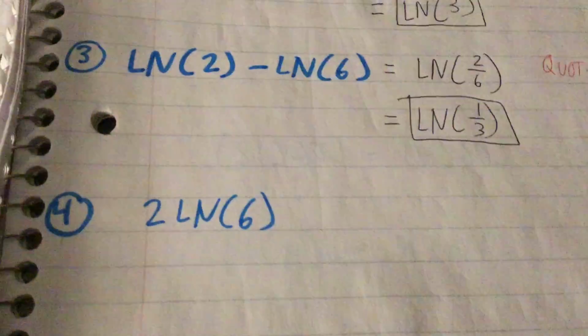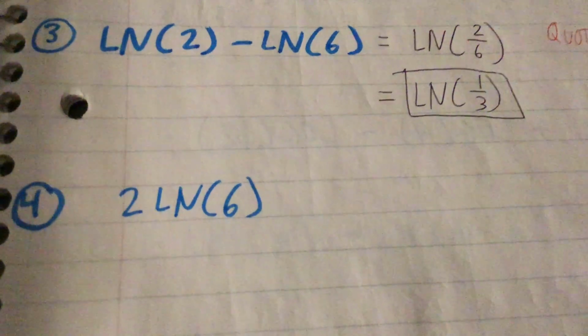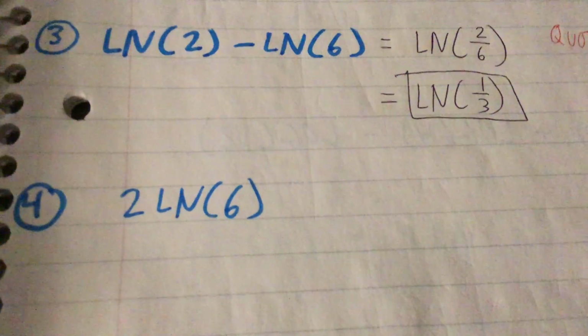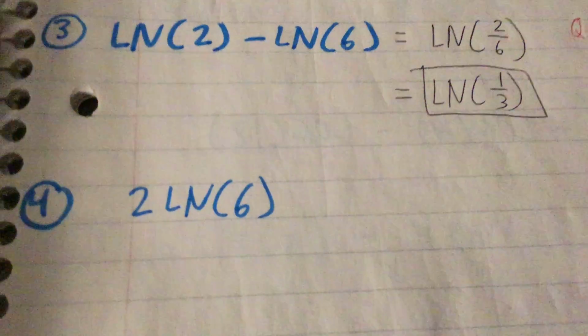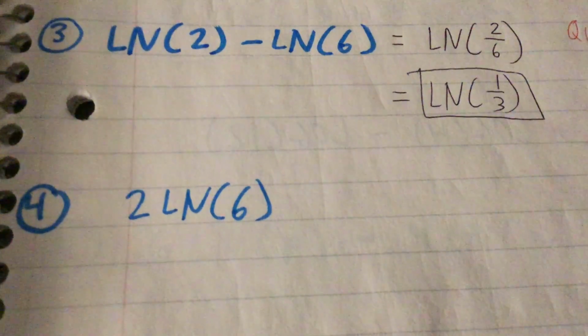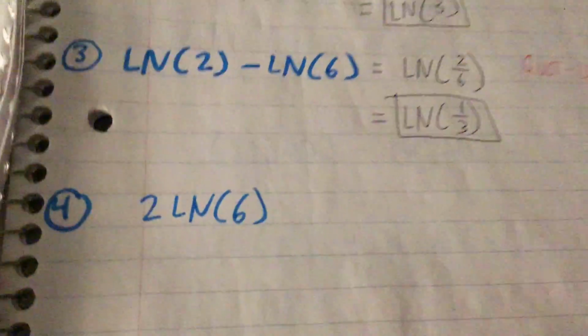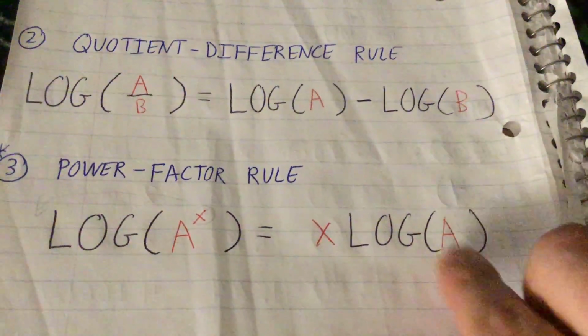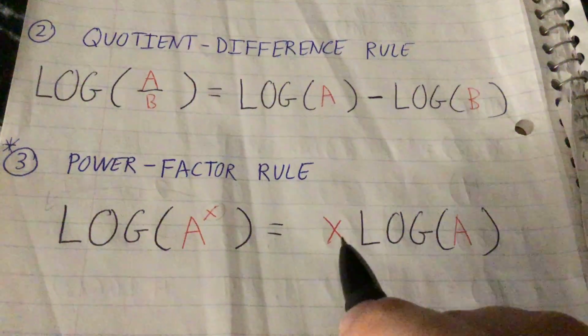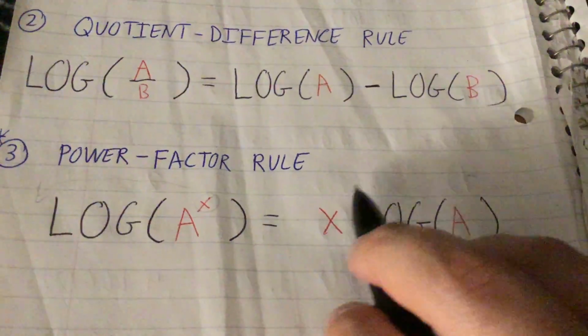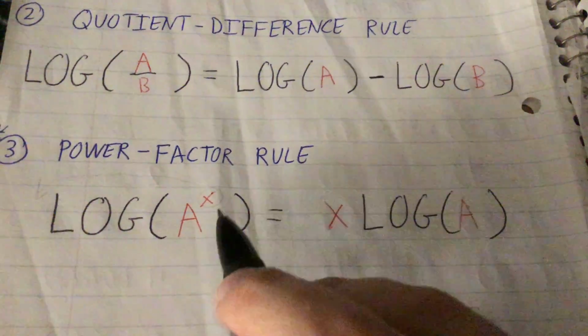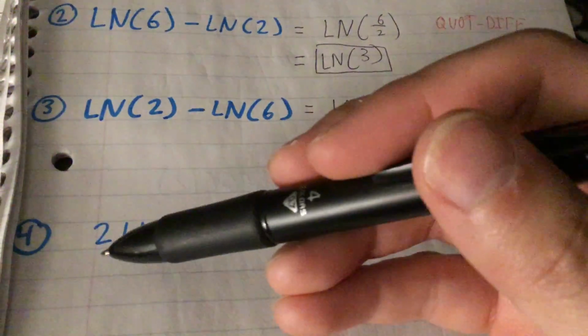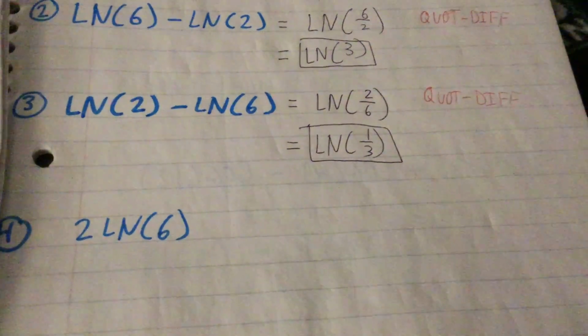Okay, now the 2 times the natural log of 6. 2 ln of 6. Okay, what happens if I have multiplication in front of the logarithm? Okay, let me go back to my rules. If there's multiplication in front of the logarithm, that means the factor out in front can go inside as the exponent of the logarithm. So since we've got 2 multiplied by the natural log of 6, I'm going to leave the natural log of 6 alone.